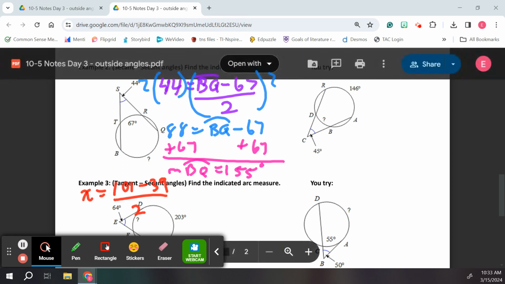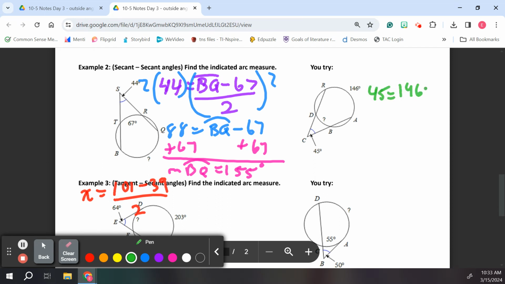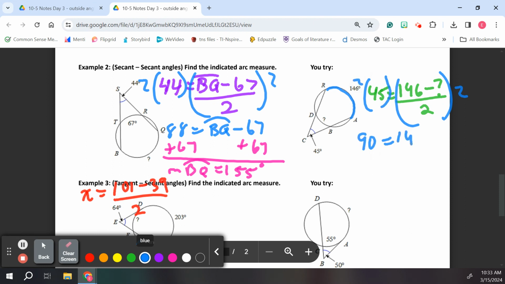Yeah. So let's set this up. So this is going to be 45 equals 146 minus that question mark, divided by 2. So this was the larger arc. So I'm going to multiply both sides by 2, which gives me 90 equals 146, again, minus the question mark.